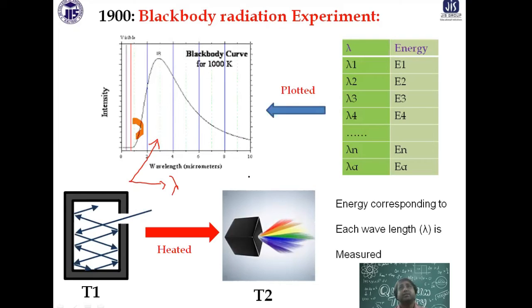And for this region, if you increase lambda, you can see the energy is decreasing. So there is a dual nature. As a result of that, in between it is passing through a maximum. Now the wavelength at which you are getting the maximum, I now call lambda max.